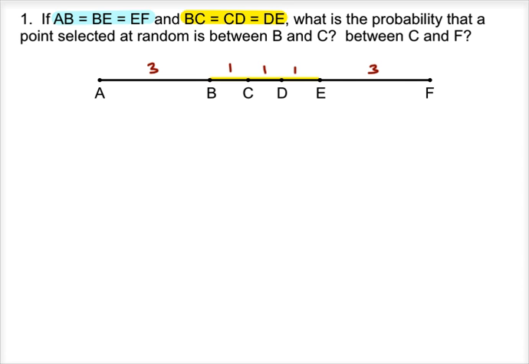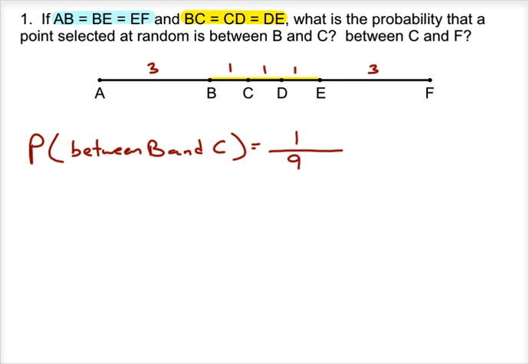If I look at the number line currently, BE is totally 3, so AB is 3, and EF should also be 3. Now I go through the probabilities. What's the probability that a point is randomly between B and C? That probability is the fraction of the distance between B and C over the length of the entire number line. From B to C is a total distance of 1, and if I add up all the values on the number line, the grand total is 9. So the probability that it's between B and C is 1 out of 9.